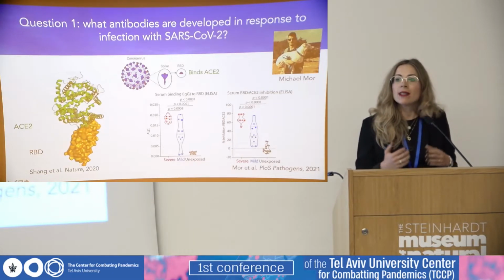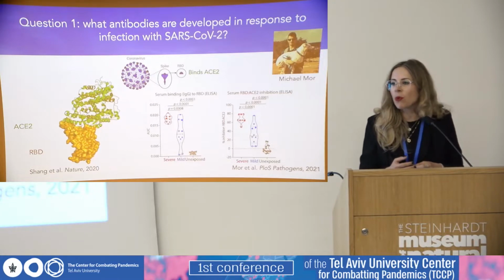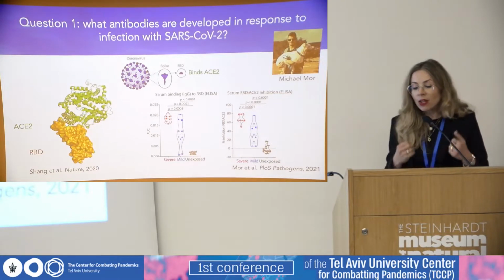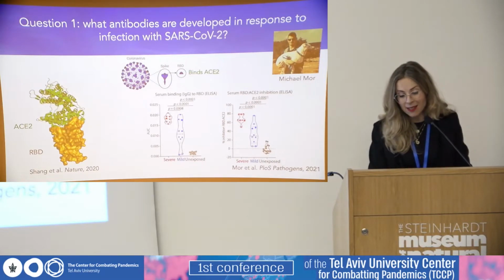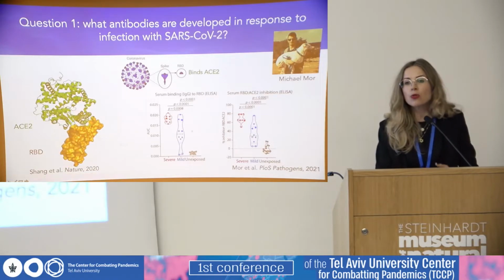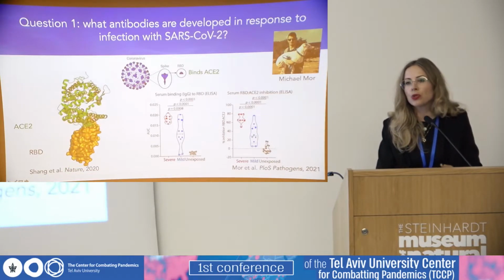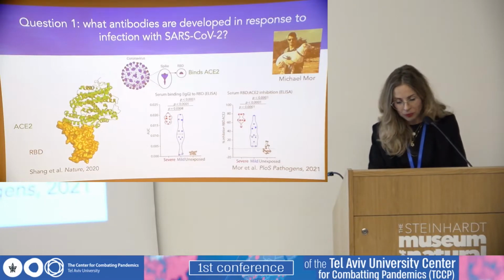Those people who had mild infection had significantly less antibody responses against the RBD. And not only that, they could also inhibit less the interaction between the RBD and the ACE2, as opposed to the severely infected, all of whom were hospitalized for at least 1 week in the ICU.